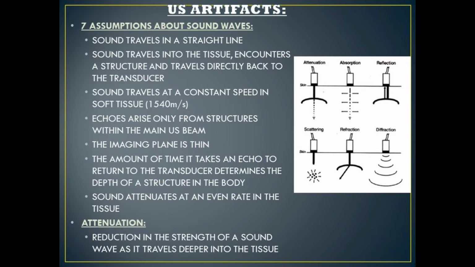number 6, the amount of time it takes an echo to return to the transducer determines the depth of a structure in the body; and lastly, number 7, sound attenuates at an even rate in the tissue. When one or more of these fails to happen, an ultrasound artifact is produced.